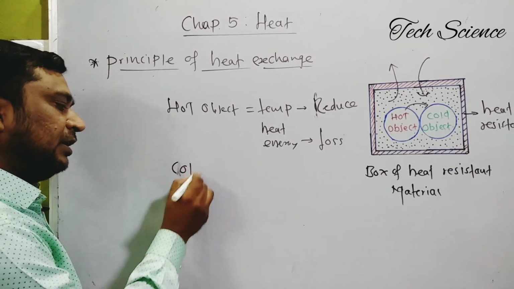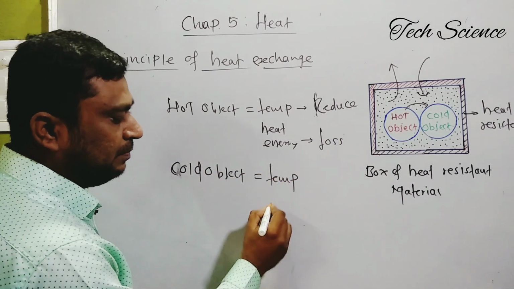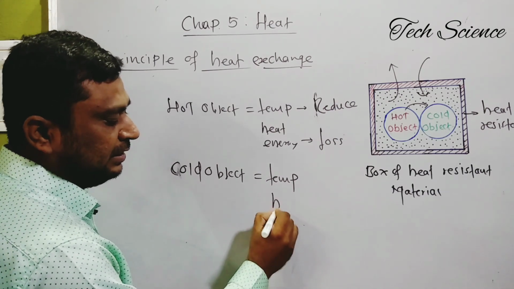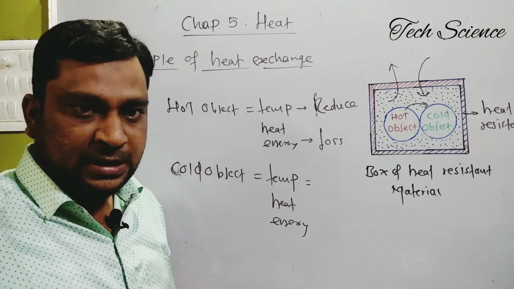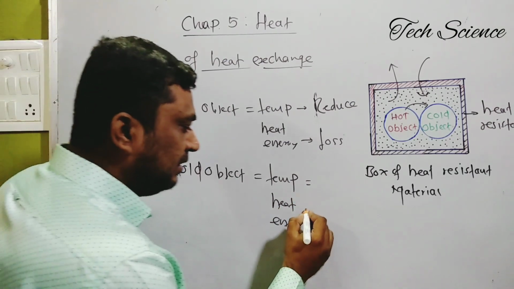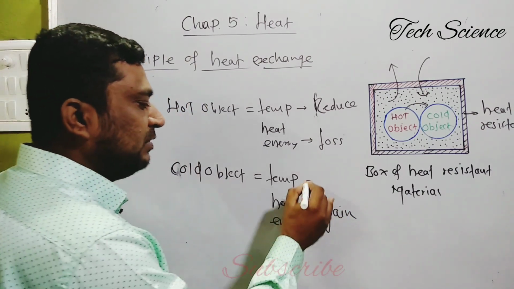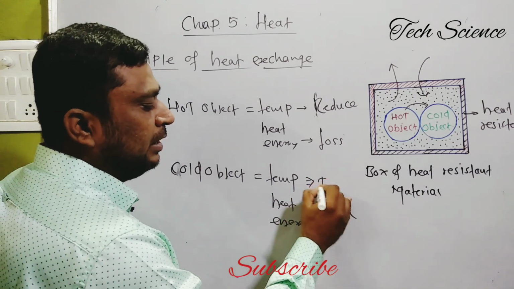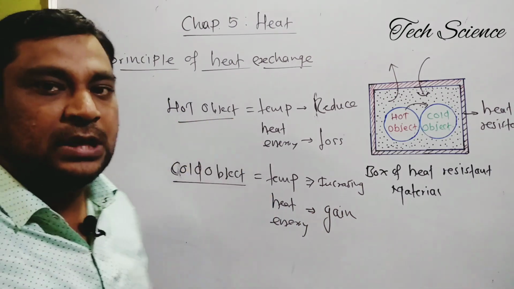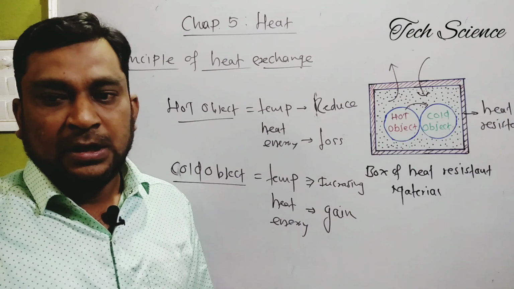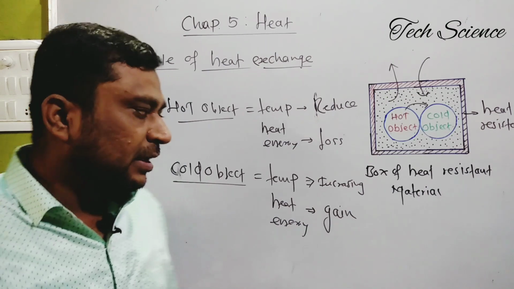So what about the cold object? In the same manner we have two concepts. The first is called temperature, the second is called heat energy. The amount of heat energy that is lost by the hot object is the same amount of heat energy gained by the cold object, and because of this gain the temperature goes on increasing for the cold object. So these are the two things that generally happen in the scenario of the principle of heat exchange. Am I right?